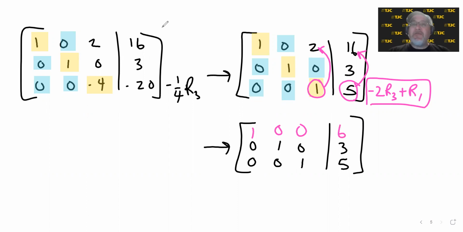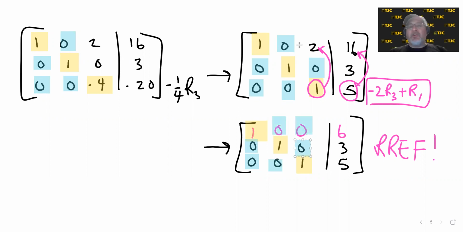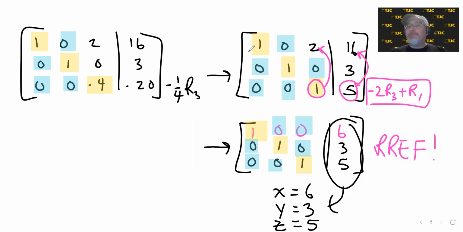And at this point, we've achieved reduced row echelon form, meaning the first non-zero entry in each row is 1, and every column that contains one of those pivots is 0 everywhere else in the column. Now, at this point, we could turn it back into a system of equations, but think about what it would say. The top row would say 1x is equal to 6, because there's no y's or z's. The second row would say 1y is equal to 3, because there's no x's or z's. And the third row would say z is equal to 5, because there's no x's or y's. Our last column contains our solution.